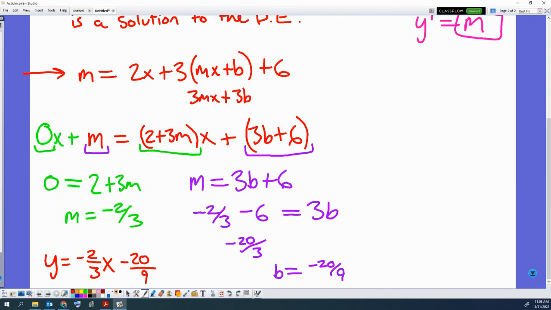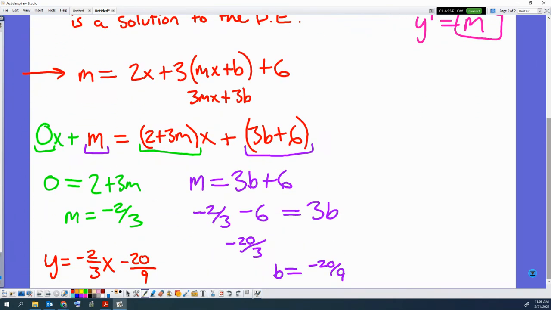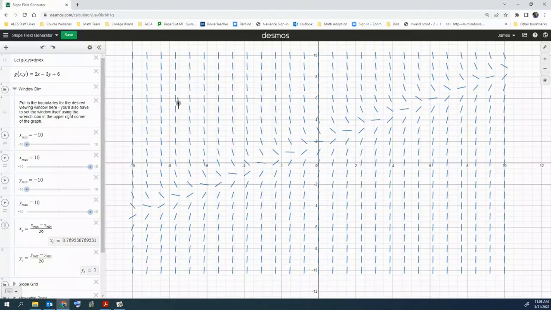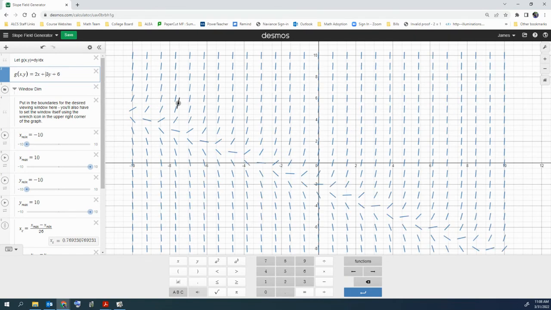So let me make sure I have the same equation first of all. 2x plus 3y plus 6 is dy dx. So I'm going to go to my slope field generator. 2x, oh, I have minus here. 2x plus 3y plus 6 is what we use. So let me backtrack there and make that plus. And here's my slope field for that differential equation over here on the right.